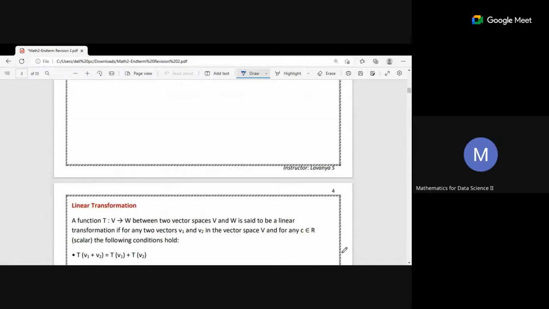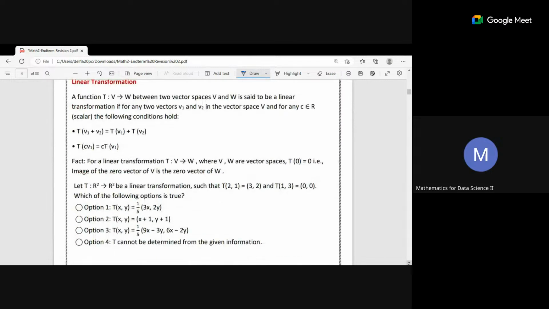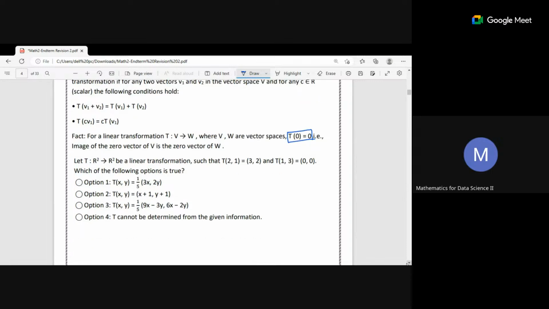Okay, so what is a linear transformation? A function T from V to W between 2 vector spaces V and W is said to be a linear transformation if it satisfies these 2 conditions for any vectors v1, v2 and any scalar c in R. Always we should remember that T of 0 is equal to 0 for any linear transformation. Every linear transformation is related to a matrix and every matrix is related to a linear transformation.